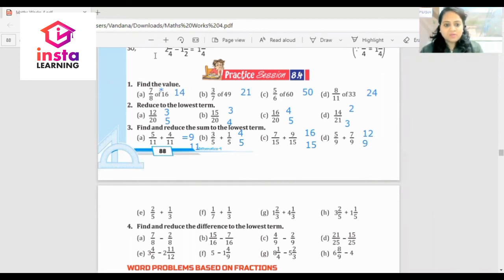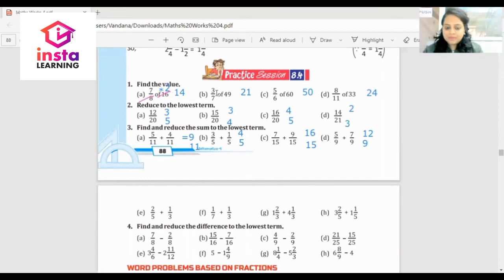And now, read the table of 8. 8 ones are 8, 8 twos are 16. So write here number 2, and then after this you have to multiply 7 multiplied by 2. So you will get the answer 14.